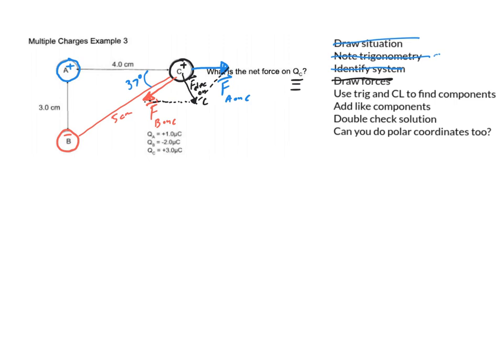Use trig and Coulomb's law to find the components. A is easy because it's completely in the x direction. Force of A on C is equal to K QA QC divided by R squared in the x direction. 9e9, QA is 1e negative 6, QC is 3e negative 6. And R is 4 centimeters, 0.04 squared.